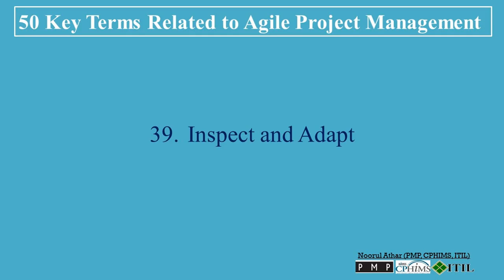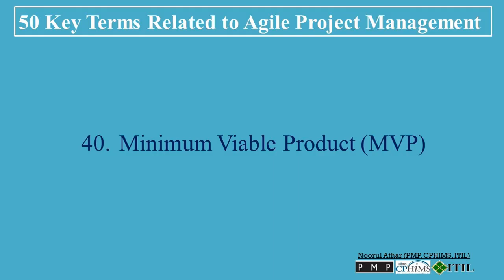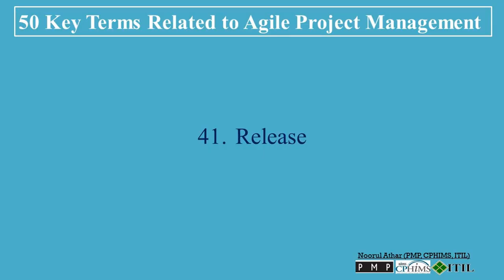39. Inspect and adapt, a principle that emphasizes the need for periodic checks on the product and process and adjustments as necessary. 40. Minimum Viable Product, MVP, a version of a product with just enough features to be usable by early customers who can then provide feedback for future product development. 41. Release, the act of launching a new version of the product to users.